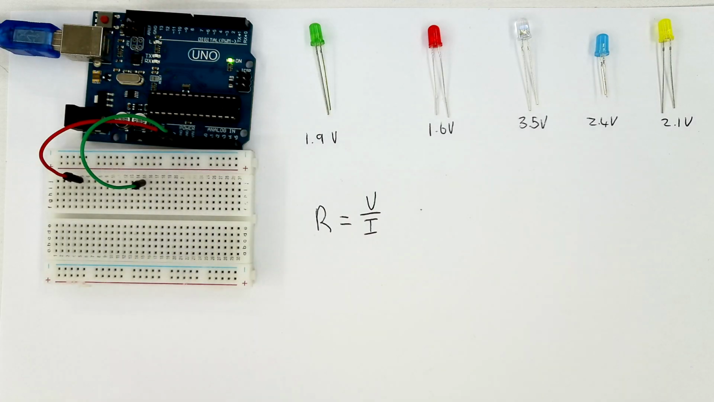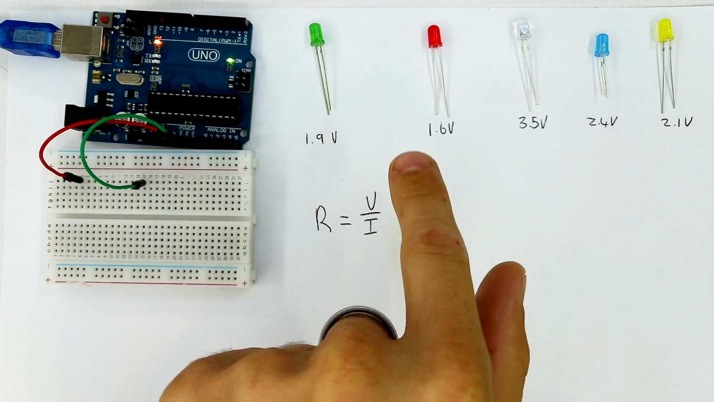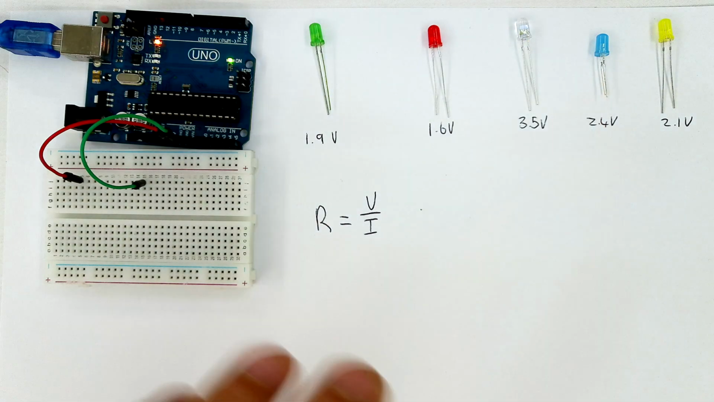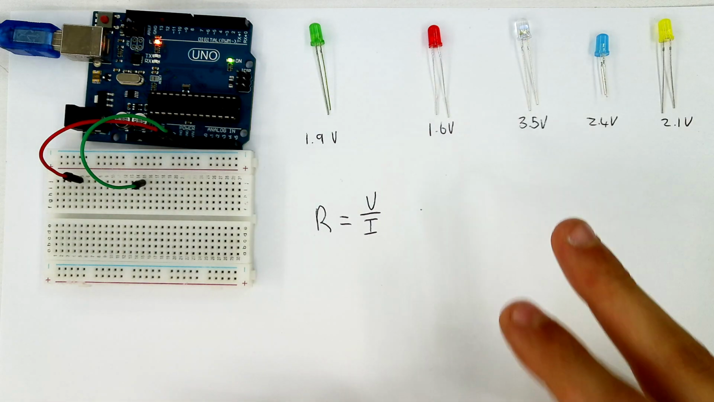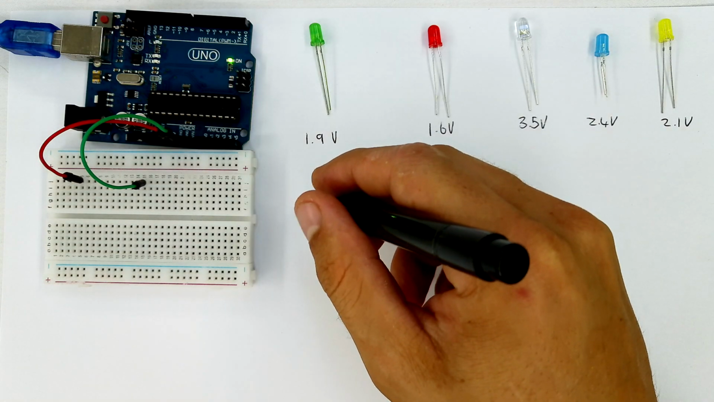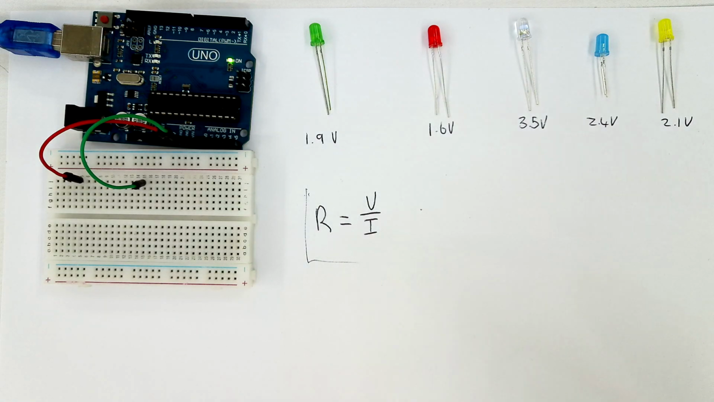So here we have all of the different forward voltage values for different LED colors. As you can see here, green has a forward voltage of 1.9 volts, red has a forward voltage of 1.6 volts, clear white is 3.5, blue 2.4, and yellow 2.1. So what we're going to be using is this formula right here, because we want to calculate the resistor value. Now, the resistor value is still unknown, but we do have these other values.